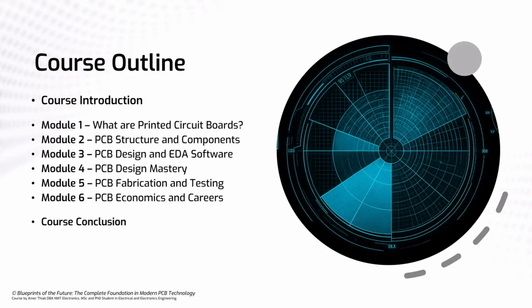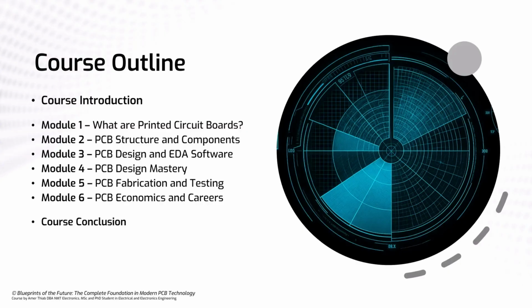After this introduction, the course is organized into 6 comprehensive modules, starting from the very basics, and all the way through the complex technical stuff of design and fabrication, finally concluding with the economical aspects of the PCB industry. We begin with Module 1, where you'll learn what printed circuit boards are, how they've evolved over time, and how they are the backbone technology in our modern electronics. In Module 2, we'll explore the physical structure and anatomy of PCBs, covering everything from basic layouts to complex multi-layer configurations, materials used, and how different layers work together on the board.